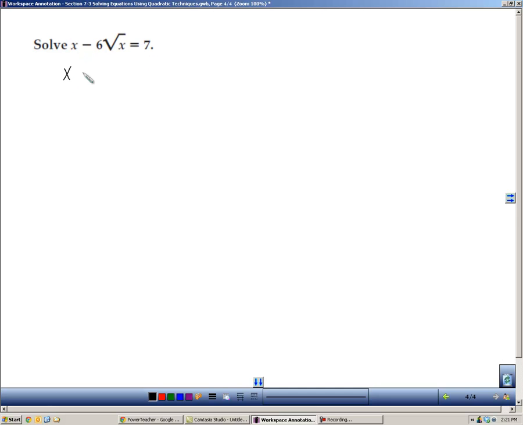Here's our last one. I'm going to rewrite this as x minus 6 root x minus 7. Want to get it equal to 0. And now if this was in quadratic form, things would be a lot easier. So I'm going to take this square root and kind of use it as my base. If I write this as the square root of x squared, that will give me the x that I'm looking for. But then I can write the middle term just the way it is, 6 times the square root of x, minus 7. And so now I'm left with a squared term, a single to the first degree term, and a constant.